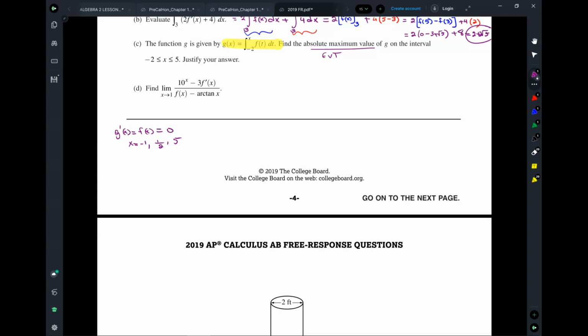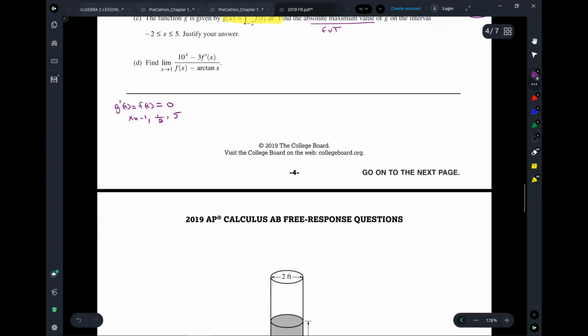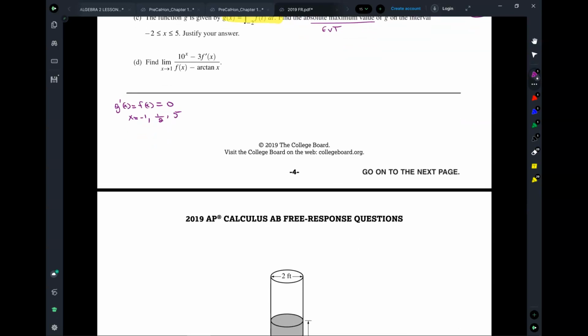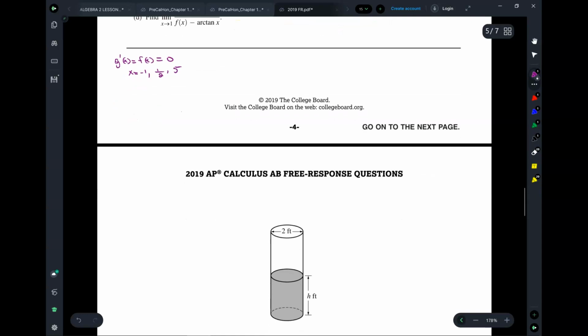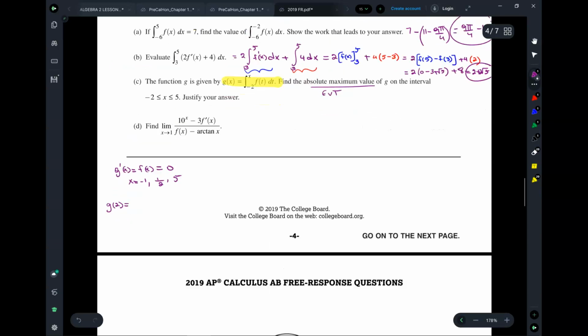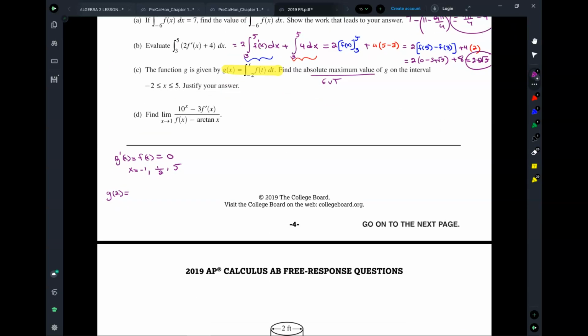And now the third part of this is you have to evaluate at the critical points and the endpoints. All right? So this is the endpoints now, g of -2. So what's g of -2? That's from -2 to -2 of f of t dt, which is 0.